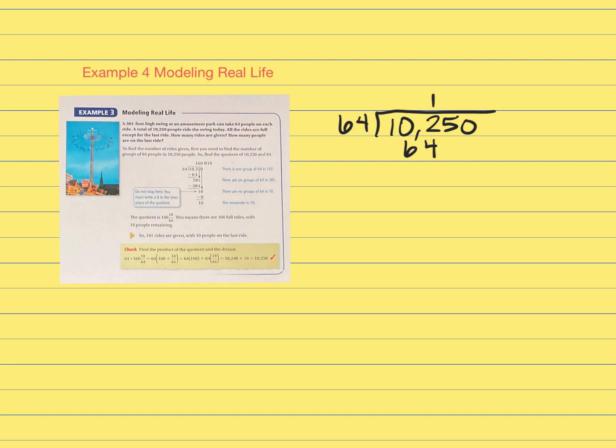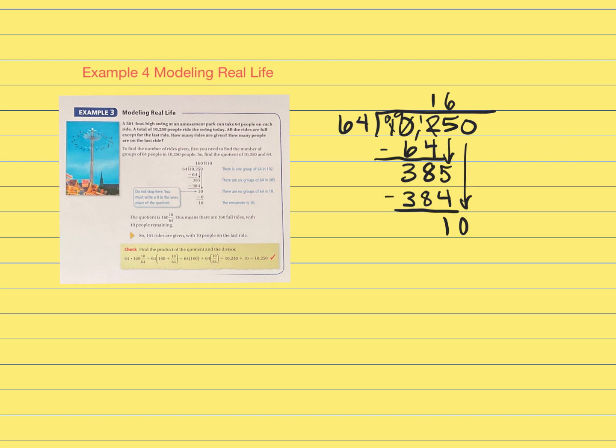Make sure you line up your place values, okay? 102 minus 64, I'm going to go a little quicker, but you should end up getting, if I borrowed, 38, okay? And then I bring down my 5, that's my next step. 64 can go into 385 6 times. 64 times 6 actually equals 384. So that's an easy one to subtract. I have 1 left over. I bring down my 0.